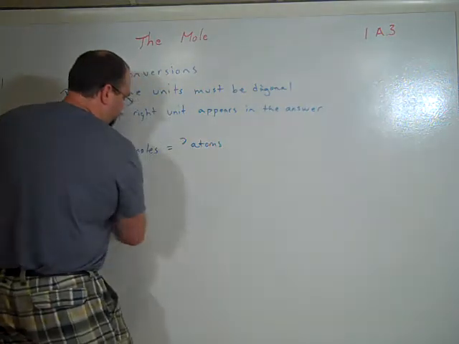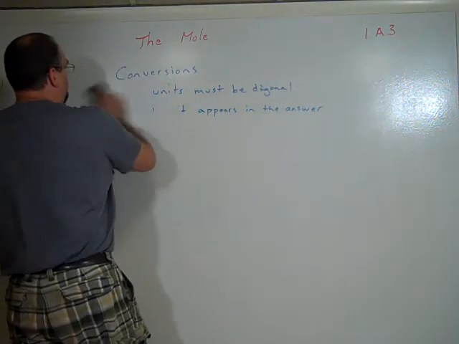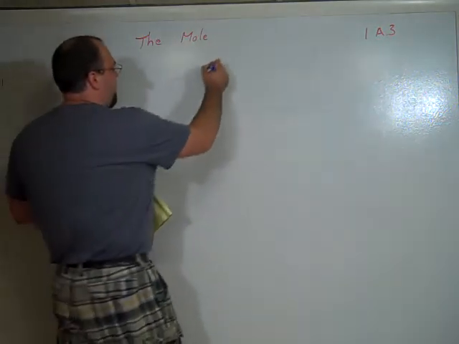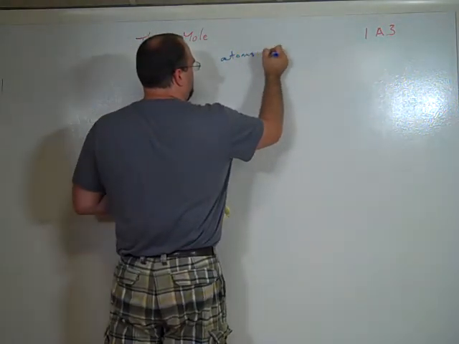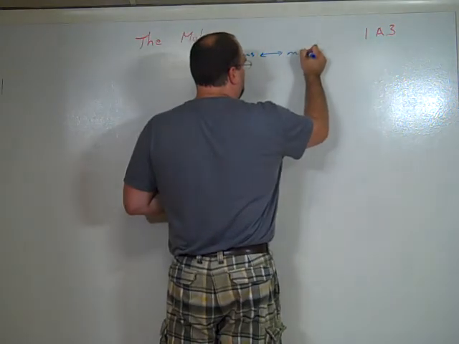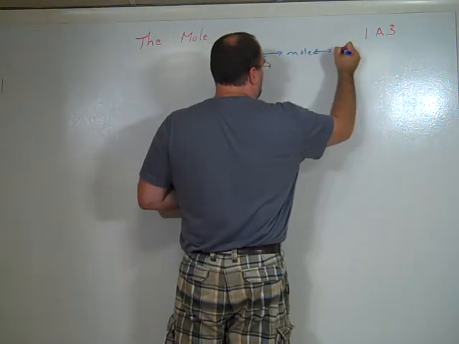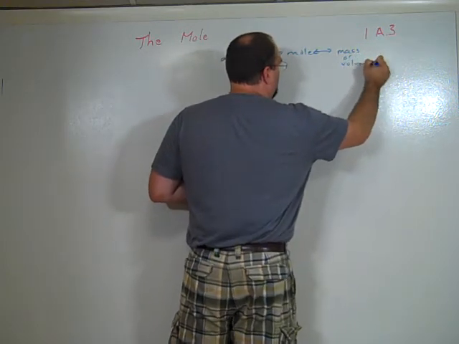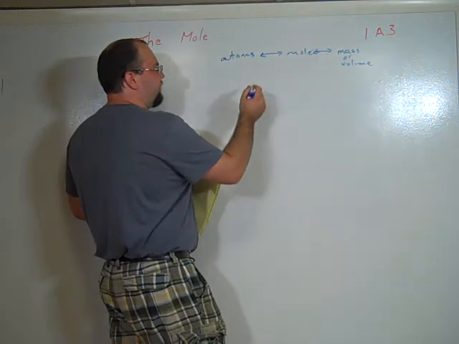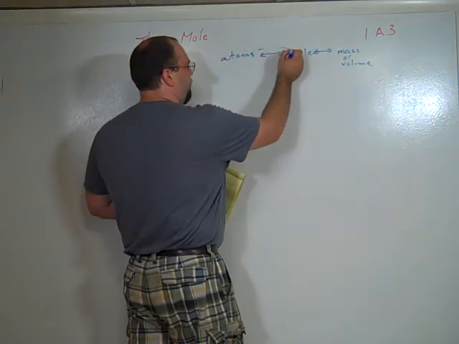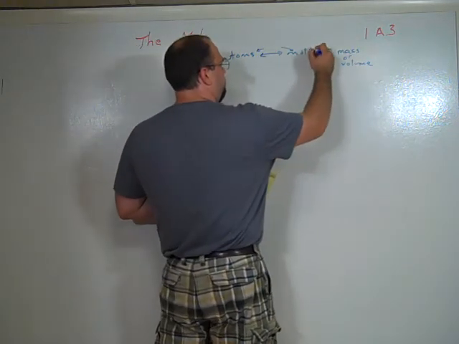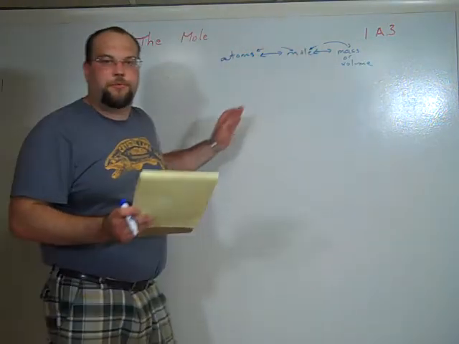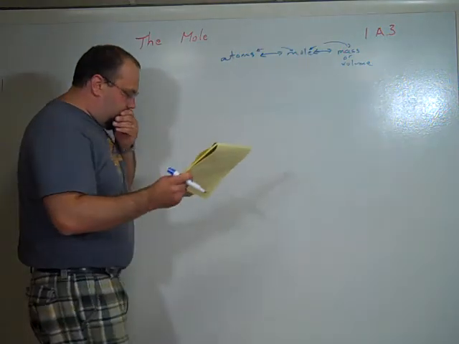Now, if you'll remember, I had this drawing up here at the top, and you know what? I'm going to rewrite it just because I think it's a good drawing. Remember, we had atoms, and mole, and mass. I guess we could have volume up here too. Now, so far, we've just been going one way, right? But we can use the mole as a bridge. We don't have to stop with the mole. We can use it as a bridge.